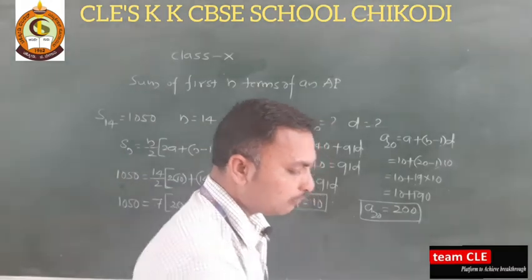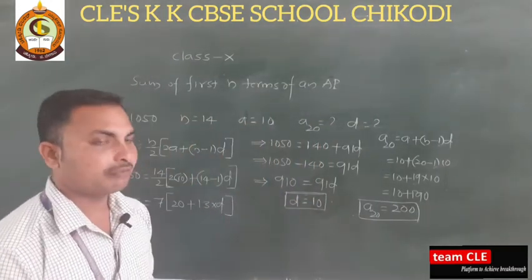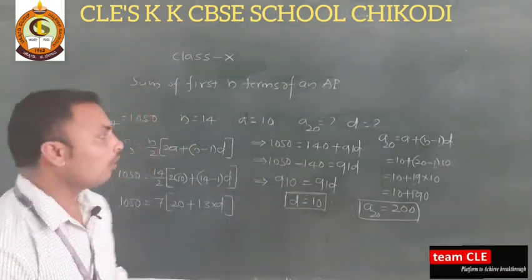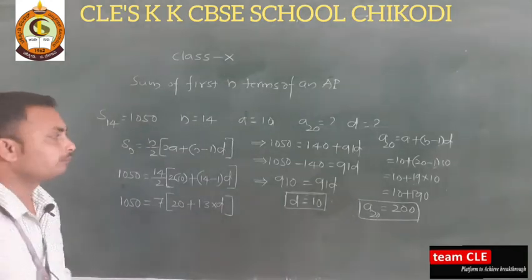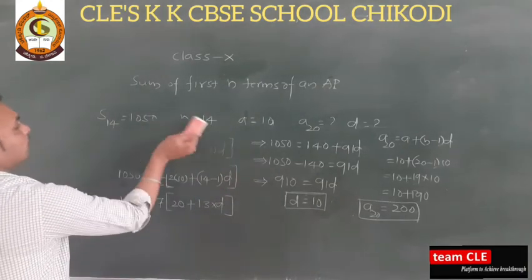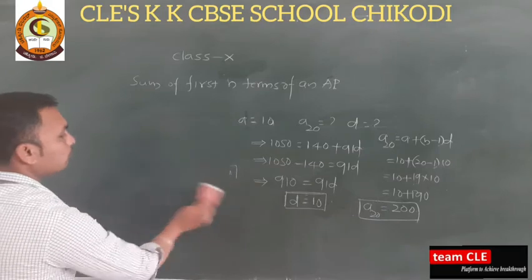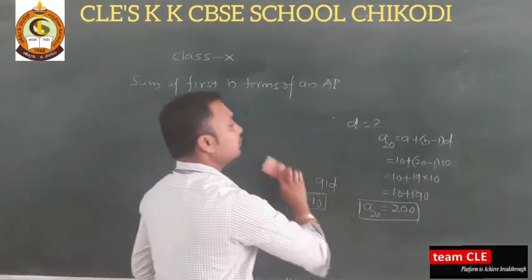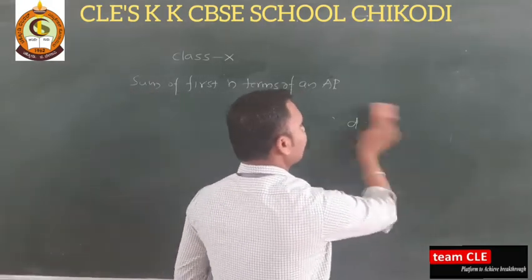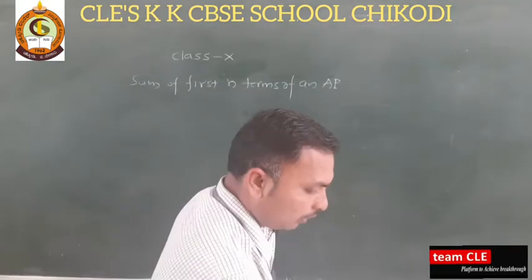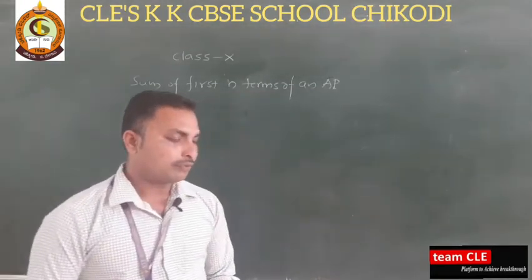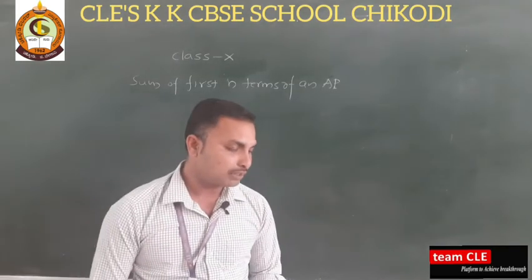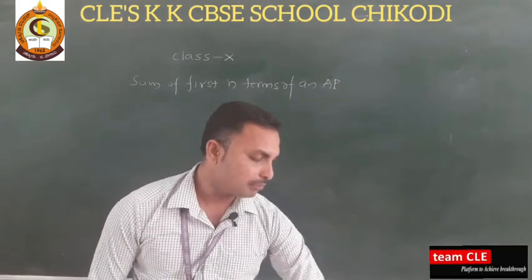So how many terms of the AP 24, 21, 18? Okay. How many terms of the AP? So what they have given, I'll write now. How many terms of the AP 24, 21, 18, and so on must be taken so that their sum is 78.